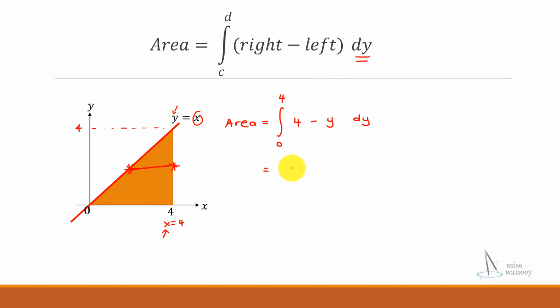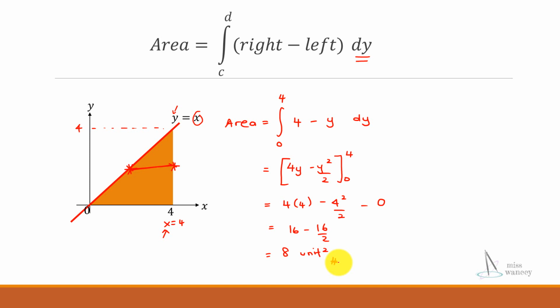Now integrate them. So this is 4y minus y squared over 2. Substitute the lower and upper limits. Substitute the upper limit, 4 multiplied by 4 minus 4 squared over 2, minus substituting 0, which gives 0. So this is 16 minus 16 over 2, which is 8. So this is simply 8 unit square.